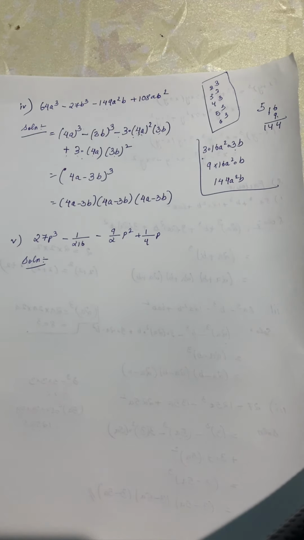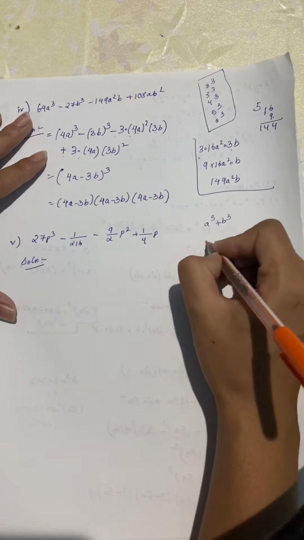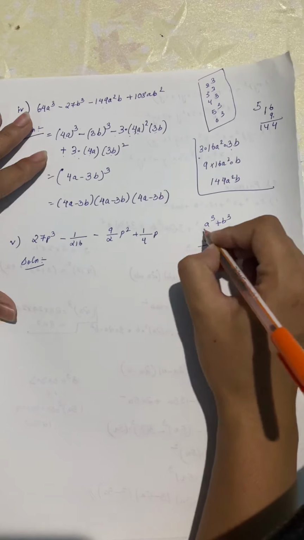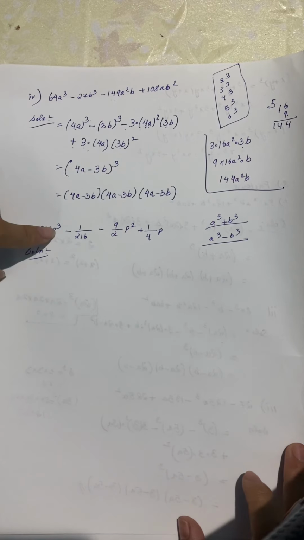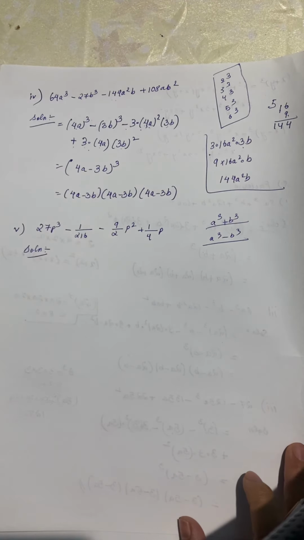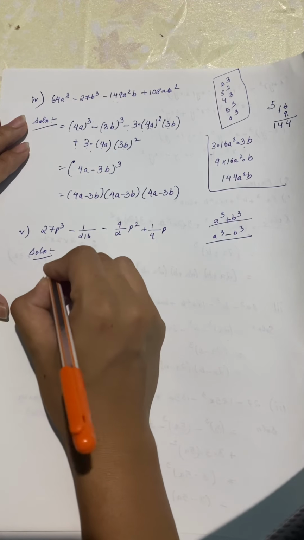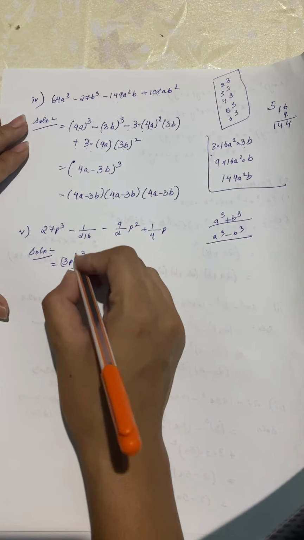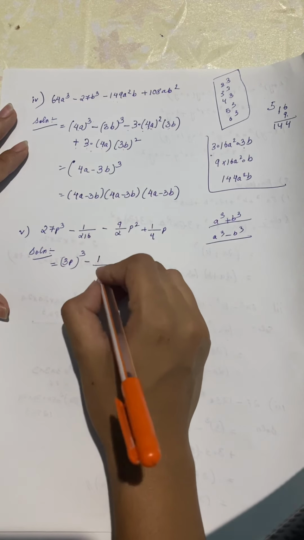of a and b or x and y that appear in cube. What I'm trying to say is that you must think of the identities in which a cube or a cube minus b cube will appear. So this will give you a clue of what you want to search. So here p cube, and then minus 1 by 216. First you can try to bring this in the given solution. 27p cube is 3p cube, and 216 can be written as 6 cube.